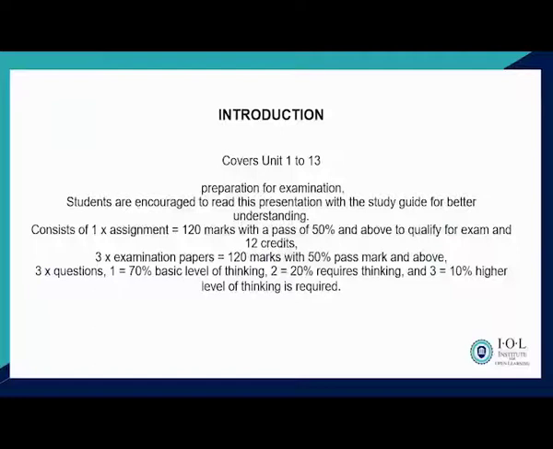Introduction covers Unit 1 to 13. Preparation for examination. Students are encouraged to read this presentation with a study guide for better understanding. It consists of one assignment equal to 120 marks with a pass mark of 50% and above to qualify for the exam, and 12 credits. There are 3 examination papers, each 120 marks with a 50% pass mark and above. There are 3 types of questions: 1 is 7% basic level of thinking, 2 is 20% requires thinking, and 3 is 10% where a high level of thinking is required.